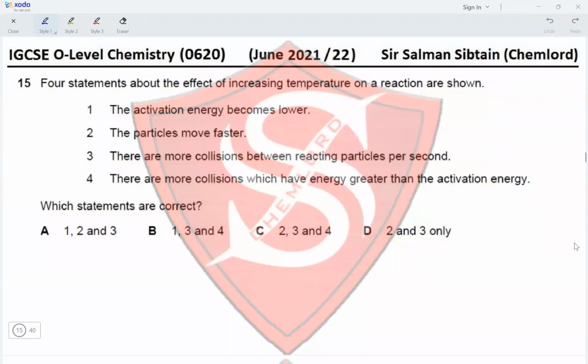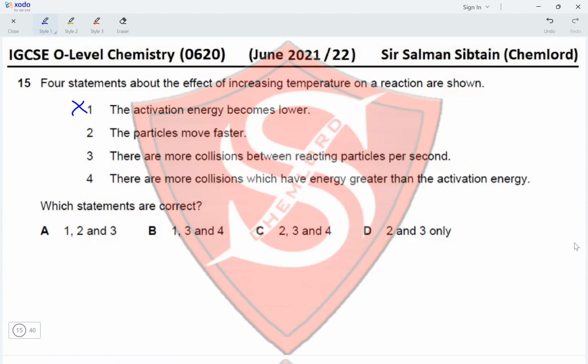Question 15. Four statements about the effect of increasing temperature on a reaction are shown. The activation energy becomes lower. No, the activation energy will only change by the use of a catalyst and not by changes in any other conditions. So this statement is incorrect.